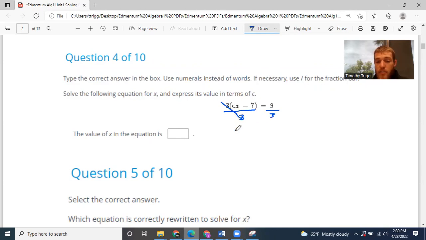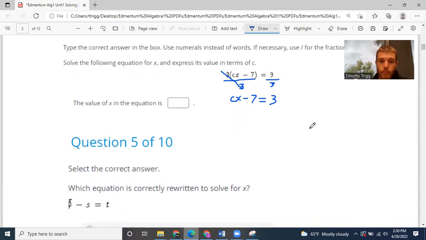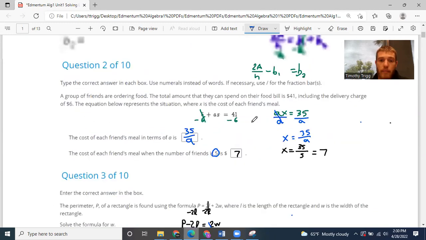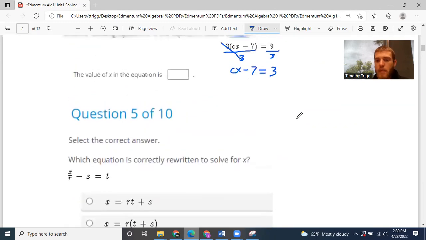That cancels out this, leaving us with cx minus 7 equals 9 divided by 3, which is 3. Okay, you see how I'm allowed to do that? Because these are multiplied, I can cancel that with division. The reason you could do that in this case is because the 3 is multiplied by every term on this side. Like in another case, you might not be able to.